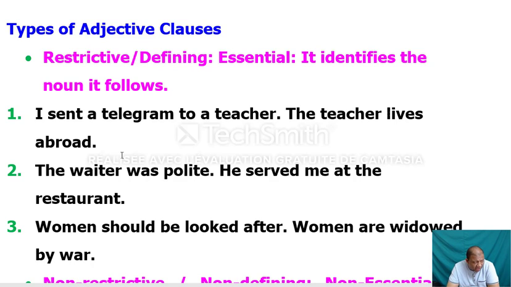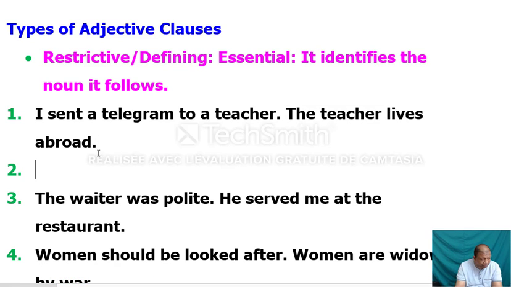So let's try to analyze each sentence alone. I sent a telegram to a teacher. The teacher lives abroad. So here, when we want to deal with adjective clauses, let me give you a key technique that you should apply when you want to combine. Try to identify the words that are repeated. So here we have a teacher, and then we have the teacher. So here I am going to use the adjective clause, and I'm going to base it on the words a teacher and the teacher.